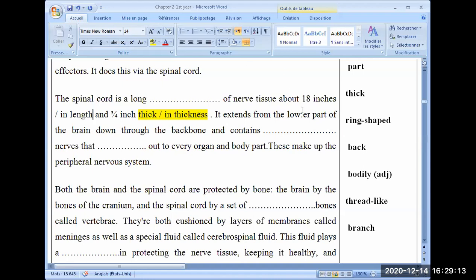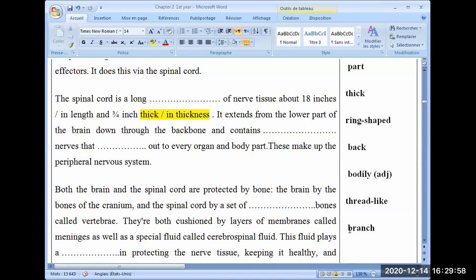It extends from the lower part of the brain down through the backbone and contains thread-like nerves. Here with an adjective, nerves that are like thread, or thread-like. You know the meaning of thread. Thread is a filament. So thread-like nerves that branch out. Here, branch is a verb. To branch out to every organ and body part. These make up the peripheral nervous system.